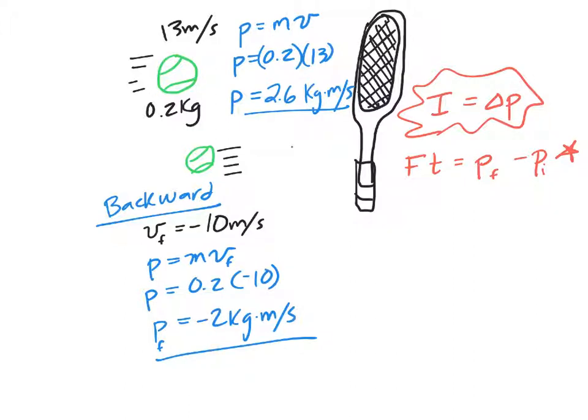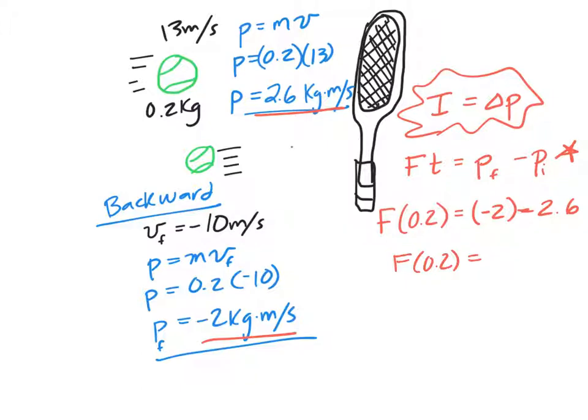So force is what we're curious about. We don't know that. The time they gave us is 0.2. The final momentum was this negative 2, which we got from here, minus your initial momentum, which was positive 2.6. You're going to put that in as minus positive 2.6. So we're going to get F times 0.2 is equal to negative 4.6, and then we're going to divide by 0.2 on both sides. So our force is going to be negative 23 newtons.